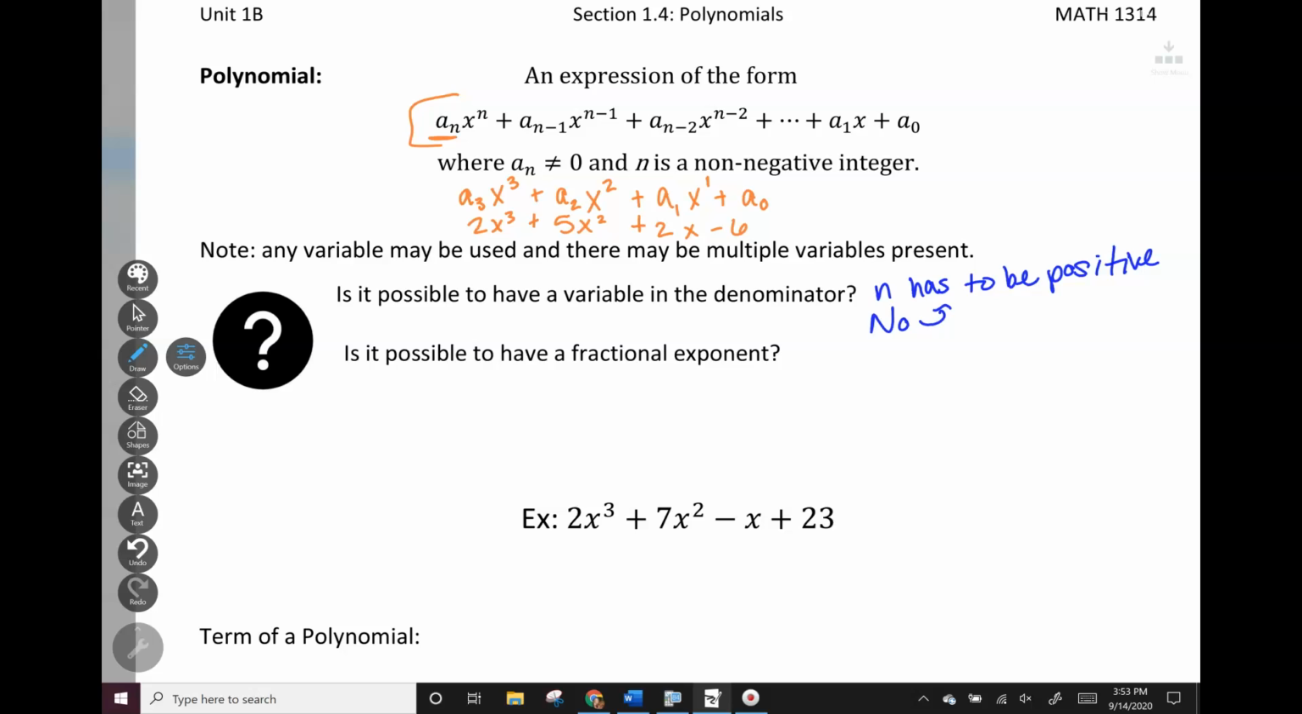That's a critical thinking challenge question, as well as this next one. Is it possible to have a fractional exponent? Can we have one of our exponents be a fraction in a polynomial? Again, if you look at the definition, it says n is a non-negative integer. Integer means a positive or a negative whole number. So no, it can't be a fraction, because n must be an integer. And integers are not fractions.